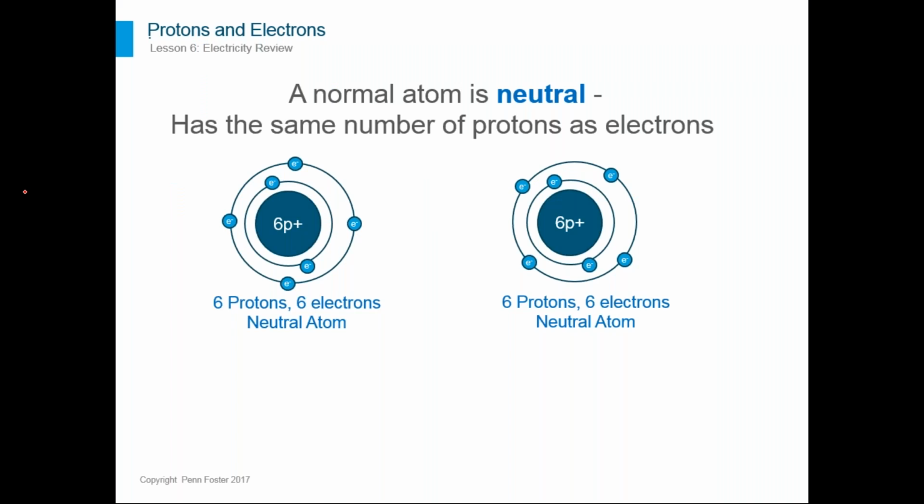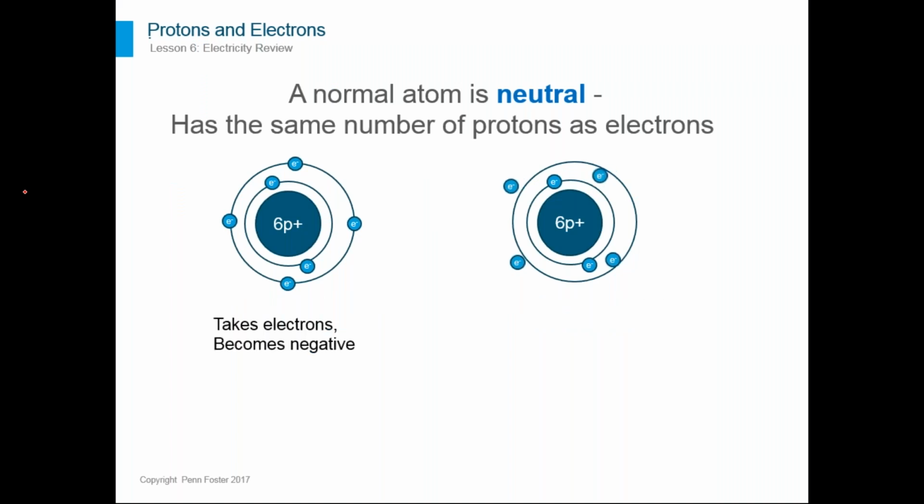You know that an atom is made up of neutrons, positive protons, and negative electrons. Atoms should have the same number of protons and electrons and be neutral. If an atom takes extra electrons, it becomes negative, so we say it has a negative charge. If it gives electrons away, it has more protons left than electrons, so it has become positive. We say it has a positive charge.